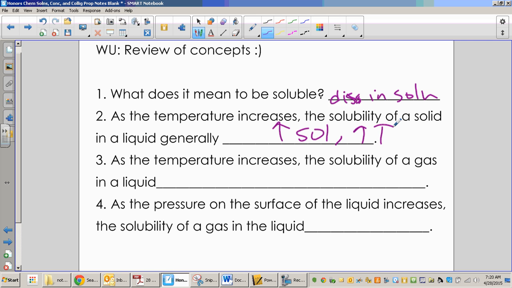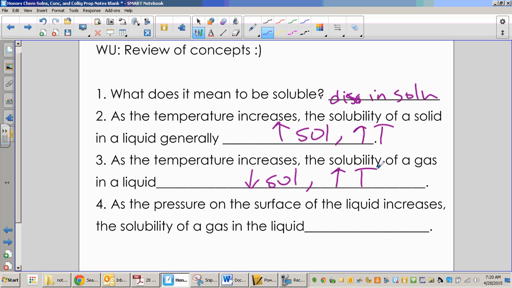So those are generally relationships we should know. Increase in temperature does what to the solubility of a gas? Darian. Yeah, decreases the solubility of a gas with increasing temperature because of kinetic energy. Increasing kinetic energy, it's able to evaporate faster.